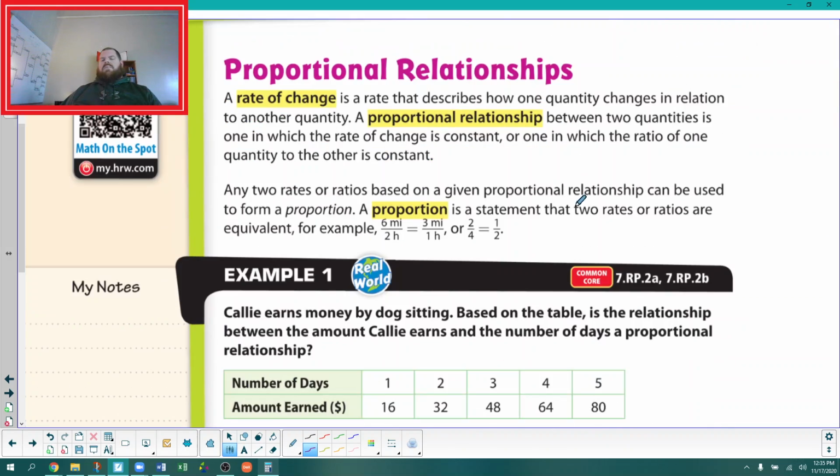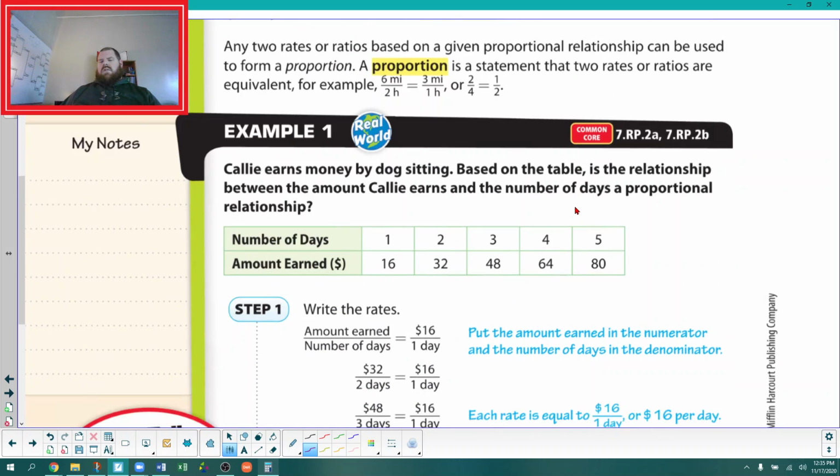Any two rates or ratios based on a given proportional relationship can be used to form what we call a proportion. A proportion is a statement that two rates or ratios are equivalent. And there's a couple examples: 6 miles in 2 hours is the same as 3 miles in 1 hour. Or just like fractions, 2/4 is equal to 1/2.